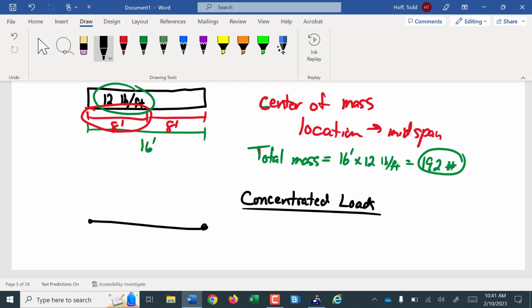The old vernacular is a point load. It's a load that occurs at a single point. So let's say that we go 6 feet from this end of the beam. We have a 2,000 pound load. And that is 10 feet from this end of the beam.